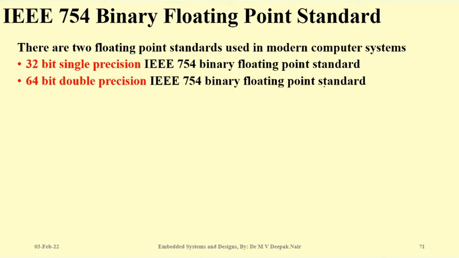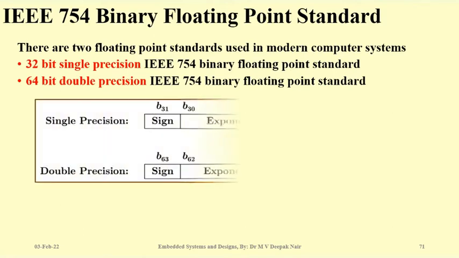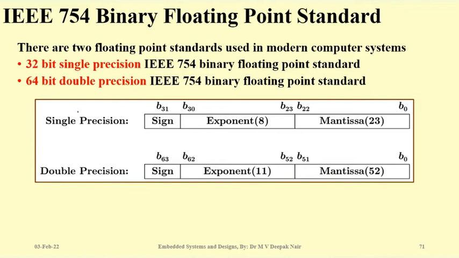Okay, so 32-bit single precision, 64-bit double precision. What are these two number systems? First, in a single precision system, they will be using 32 bits, B0 to B31. One bit will be dedicated for the sign, whether you use single precision or double precision.